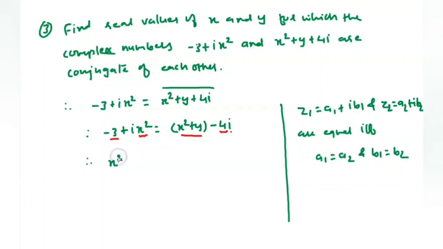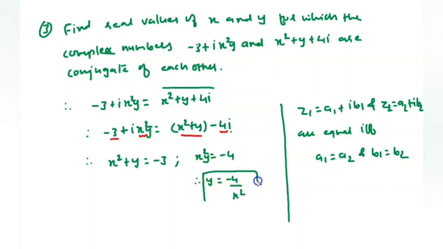So a1 and a2 are: x square plus y is equal to minus 3 and x square is equal to minus 4. Clear? Okay, here there is a small correction in the question. The first complex number is x square into y. So let us make it x square into y. So the second equation will become x square into y is equal to -4. Now we can make y the subject: y is -4 upon x square.